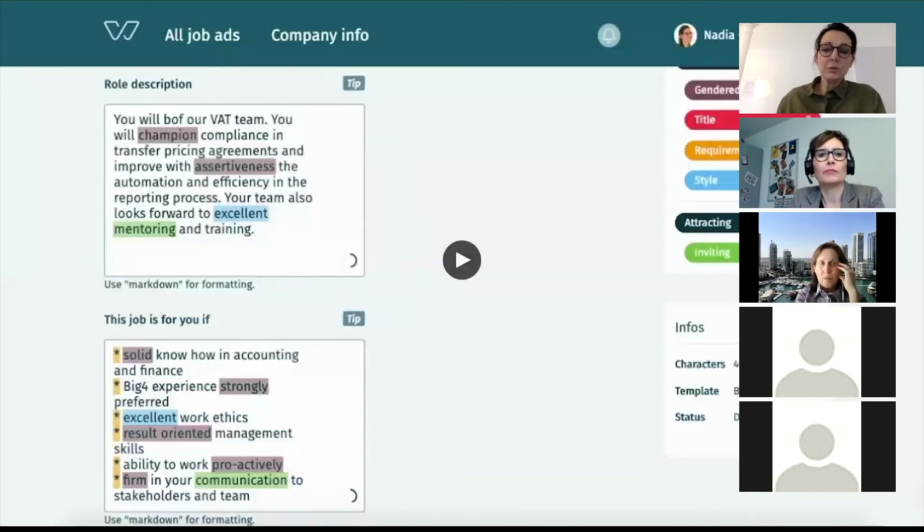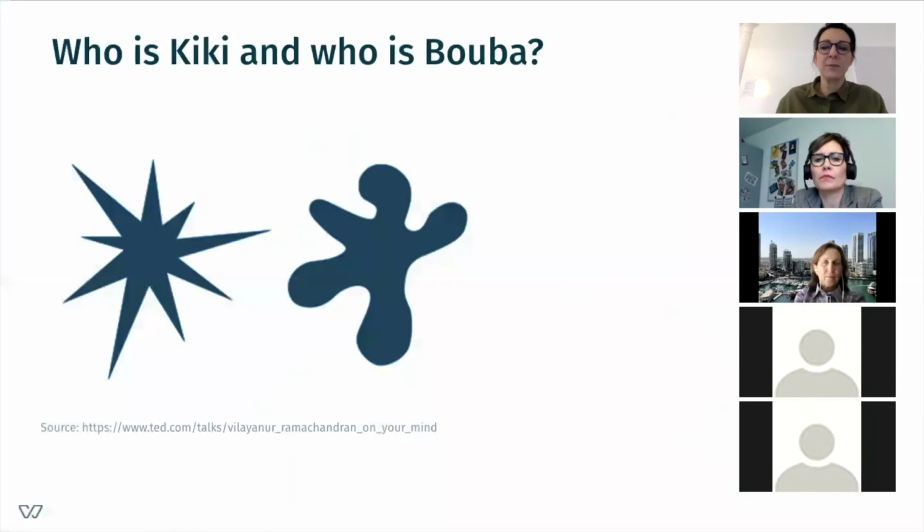So this tool should help you to write inclusively, so that you don't have to go into all the studies and all the research that we have done, but it's a tool that helps you on the spot, real time, how to write inclusively. And now just a little last riddle again, before I stop my little presentation. I want to ask you, who here is Kiki and who is Buba?